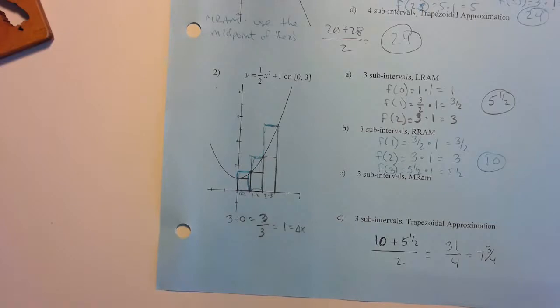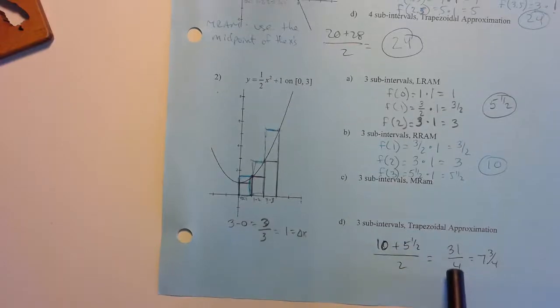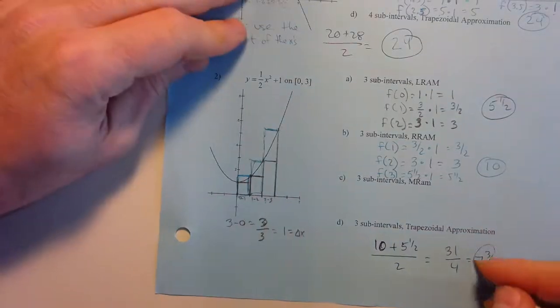Okay, let me just double check my work there, because I did a lot of that in my head. 20 halves plus 11 halves is 31 halves. Yep, cut in half is 31/4. Okay, 31, let's see, 7. Yep, okay. Feel good about that answer, so we're good.